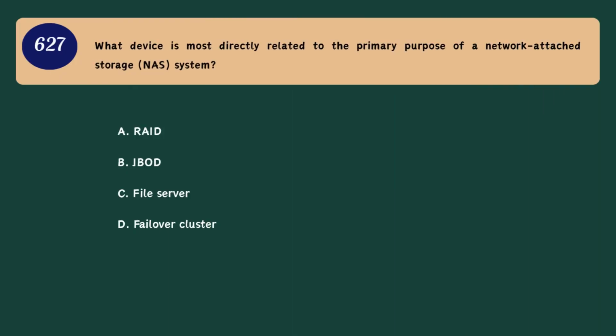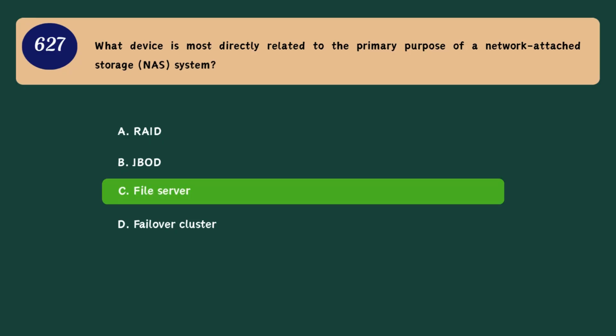Question 627. What device is most directly related to the primary purpose of a network-attached storage system? A. RAID. B. JBOD. C. File server. D. Failover cluster. Correct answer. C. File server.